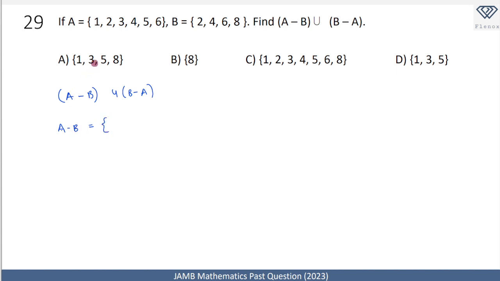We look at the two sets. So we see that there is a 1 in A but there's no 1 in B, so this is going to be part of it. There's a 2 in A but there's also a 2 in B, so this is not going to be part. There's a 3 in A but no 3 in B. This is going to be part.